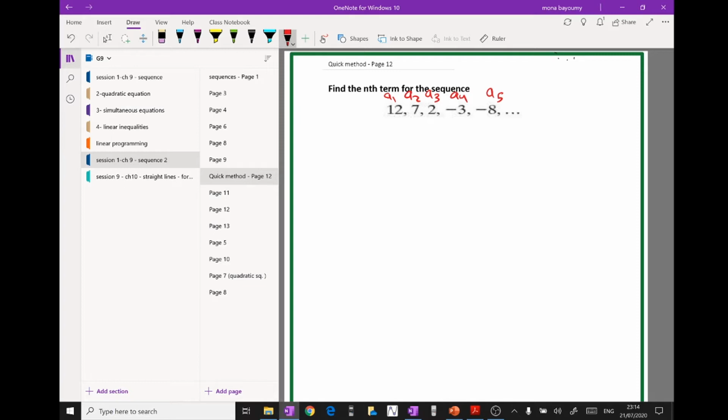First of all, we have to find the common difference. Common difference, he said that this is a sequence. Find the common difference. Common difference is D equals A2 minus A1. Direct, 7 minus 12 is equal to negative 5. So first thing, we have the common difference, which is negative 5. Here also negative 5, here negative 5, here negative 5.